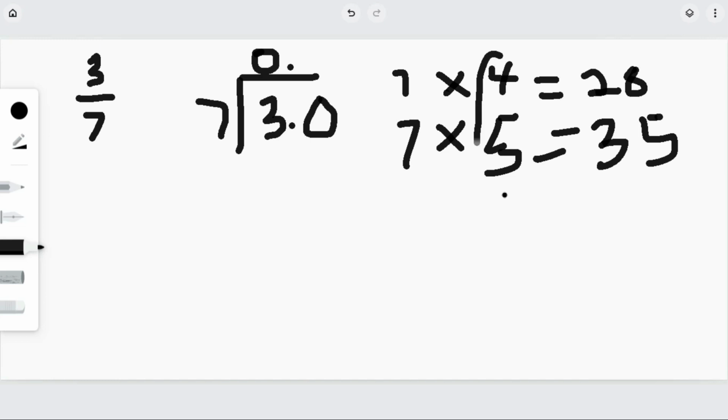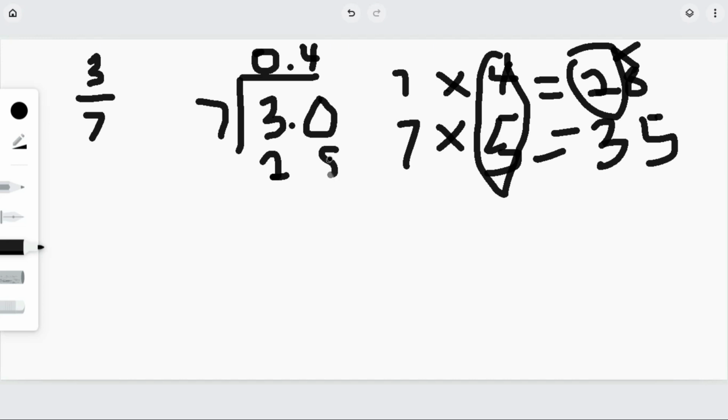So the number that is here is the one that you can write down. You write 4 here. It's not 28. So we now say 4 times 7, and since we do 4 times 7, 7 times 4 here, that is 28. Just write 28 here and subtract it.